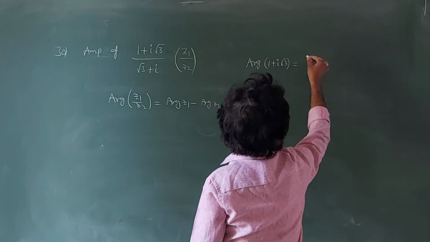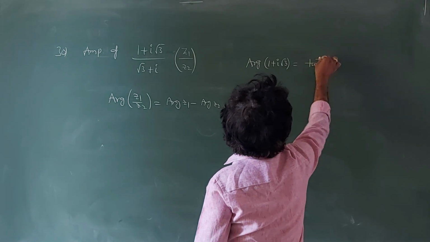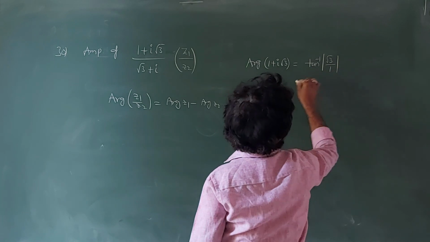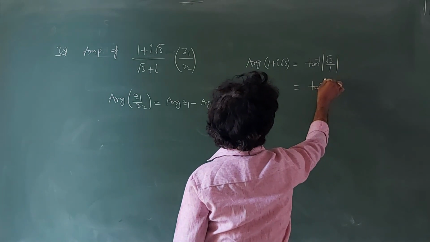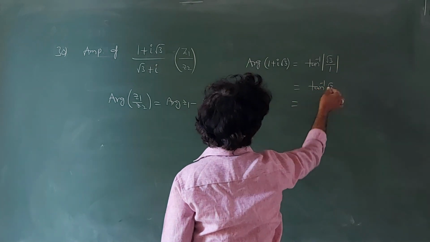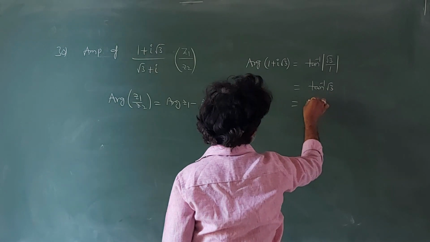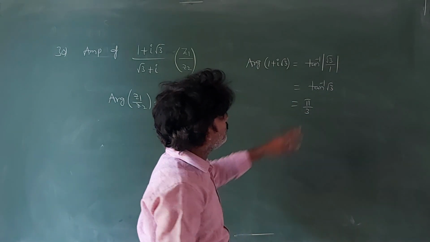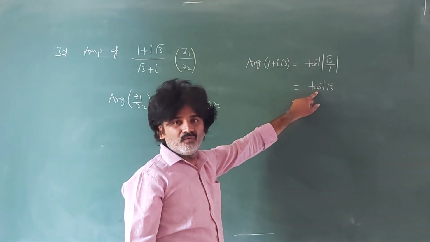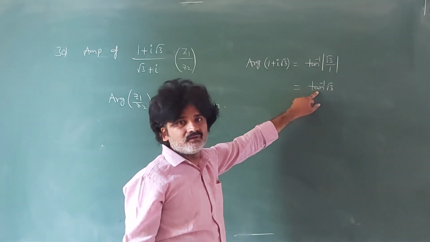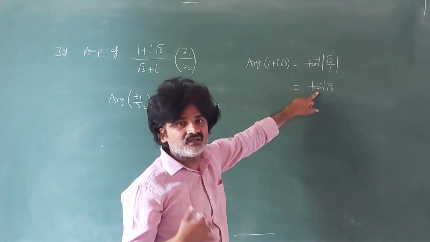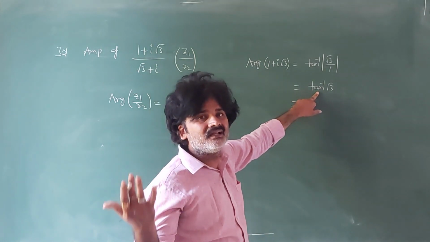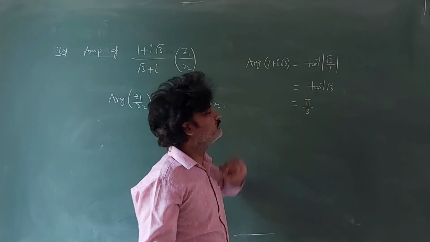Then the answer is tan inverse what? B by A, root 3 by 1, means tan inverse root 3. Where will you get root 3 in tan? Pi by 3, 60 degrees. Point of understanding: inverse we don't know, but normally you know tan theta equal to root 3 means theta equal to 60. So theta equal to tan inverse root 3 means 60.